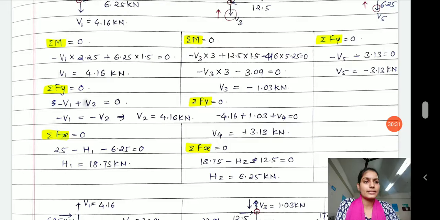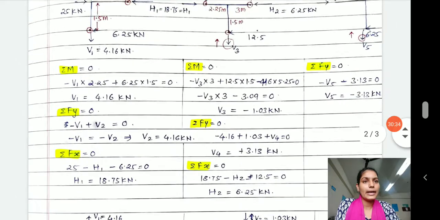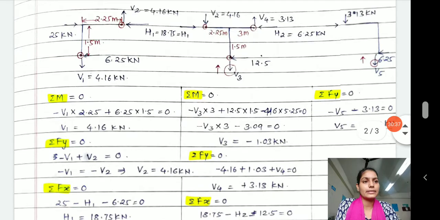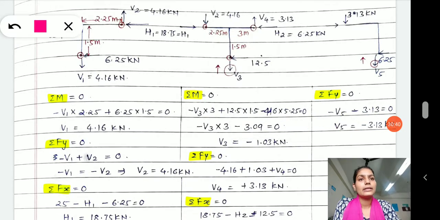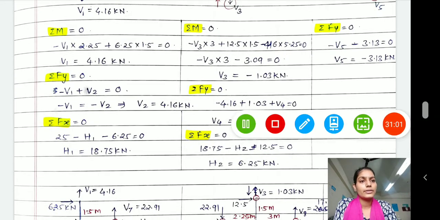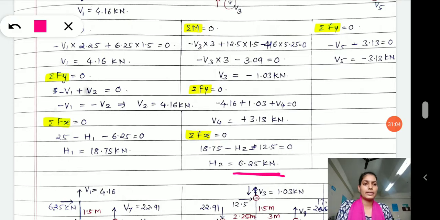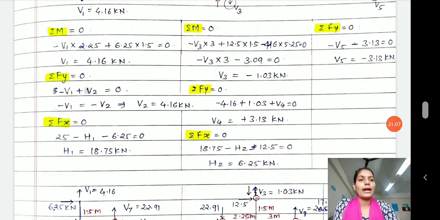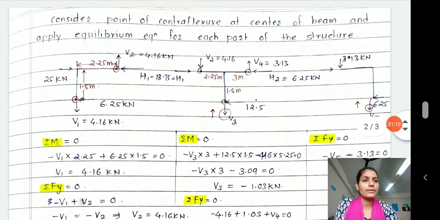Next is Fx. Now I am adding all the horizontal forces in my system. How am I doing that? Horizontal force at this point, and this point. So two are negative, one is positive. 18.75 positive, negative 12.5 and negative H2. So giving me the value of H2 as 6.25 kilonewton.